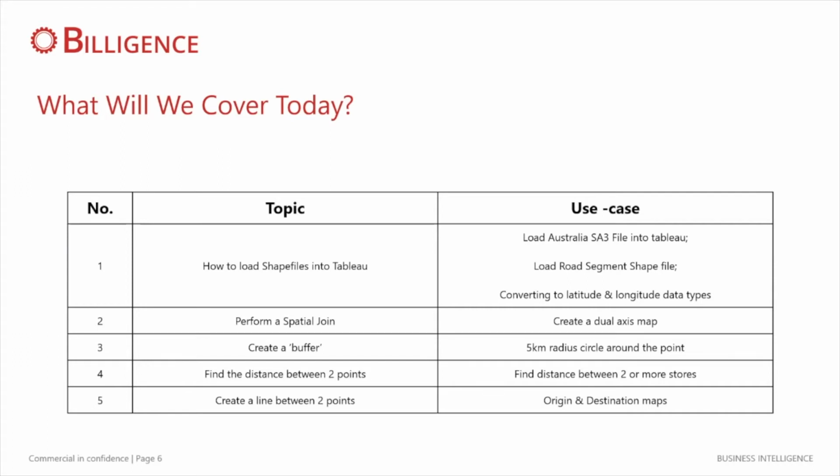The next one is create a buffer. Okay, so what is a buffer? So we have points, and let's say you want to create a 5-kilometer radius around a point. That's what we call a buffer in Tableau, and I will demonstrate how we can do that.